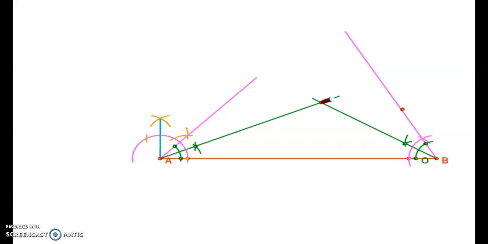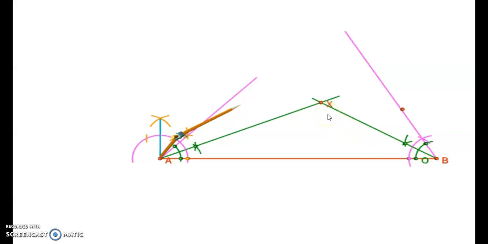Now let us mark the point of intersection X. Now our next task is to draw the perpendicular bisectors of AX. We have to draw the perpendicular bisector of this line segment AX and also the line segment BX. As I was saying, we have drawn two angle bisectors, and now we are going to construct two perpendicular bisectors, one for the line segment AX, one for the line segment BX.